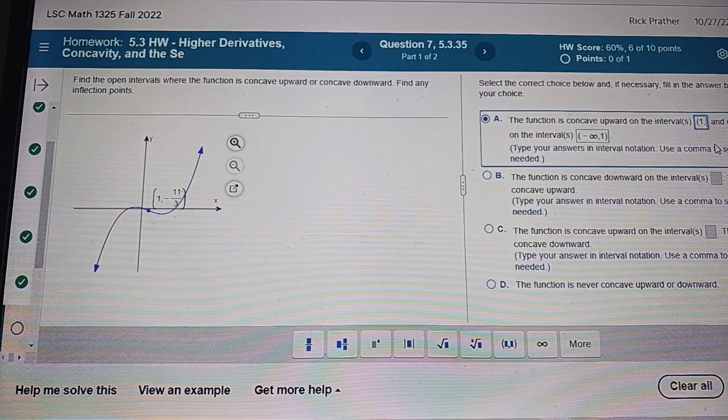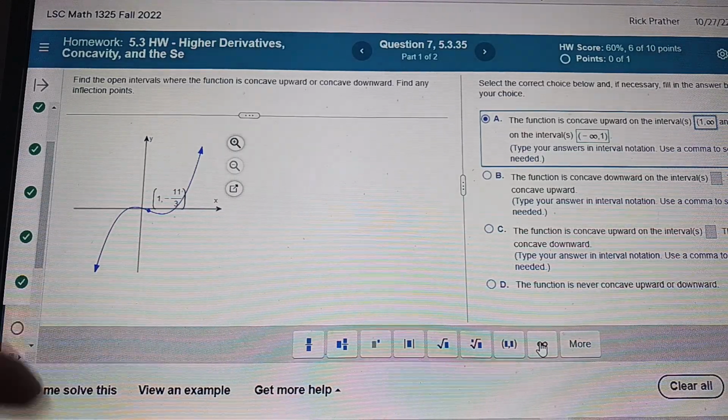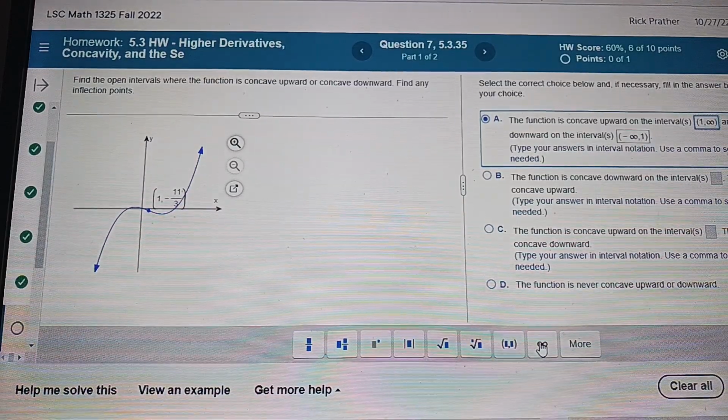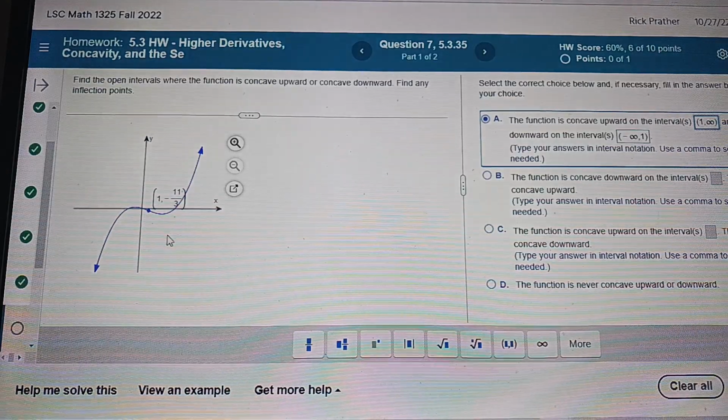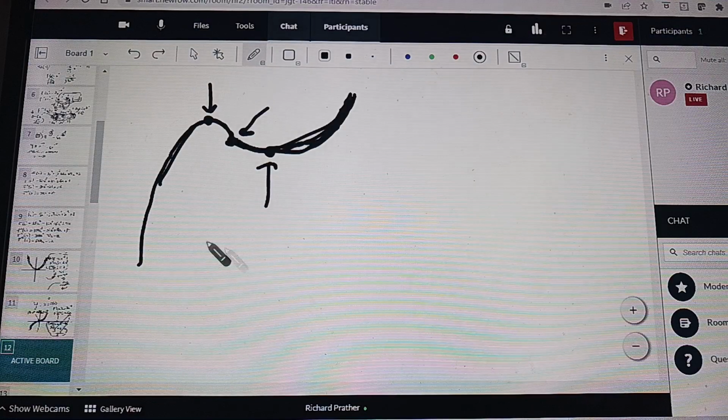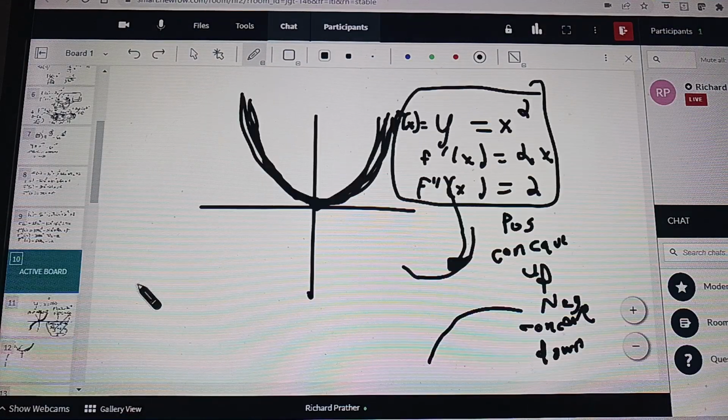So I usually do these by traveling left to right. You don't have to answer them in order. You can if you want to go, where's all the positive ones, where's all the negative ones, but I usually just travel left to right and it's easier to tell. So it's first concave down, then it switches to concave up. And so that would be an inflection point too. Now, if you did my graph a second ago, this one's always concave up because the second derivative is always positive.